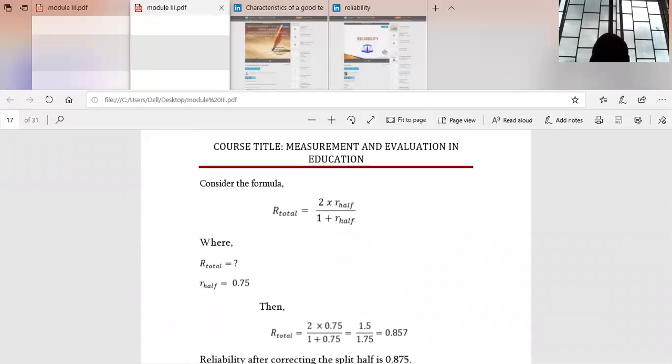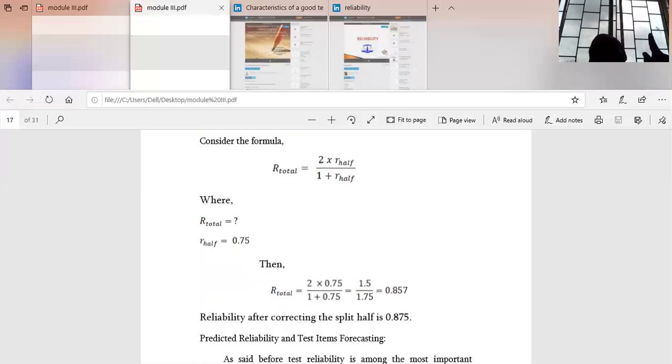You take 2 times 0.75 over 1 plus 0.75. You're going to get 1.5 over 1.75. And then you're going to get 0.857, which, approximated, is 0.9. So the point here, what does that 0.9 imply?